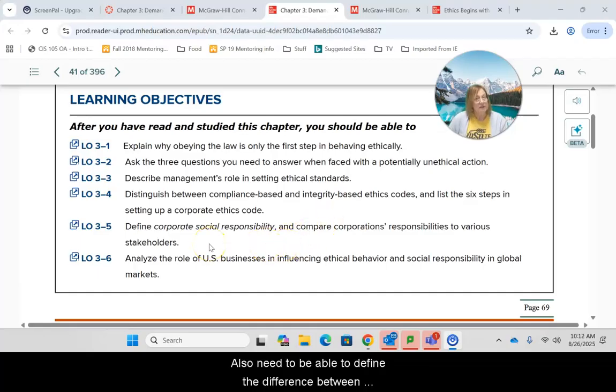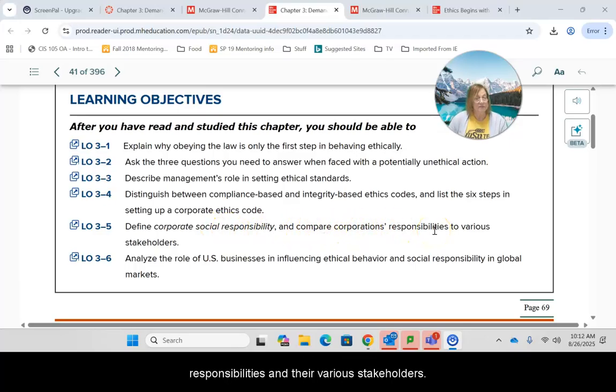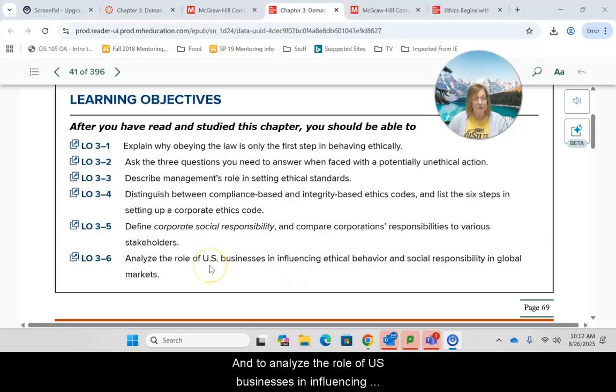You also need to be able to define the difference between corporate social responsibility and corporations' responsibilities to their various stakeholders. What is that difference? And to analyze the role of U.S. businesses in influencing ethical behavior. So these are the learning objectives for this chapter.